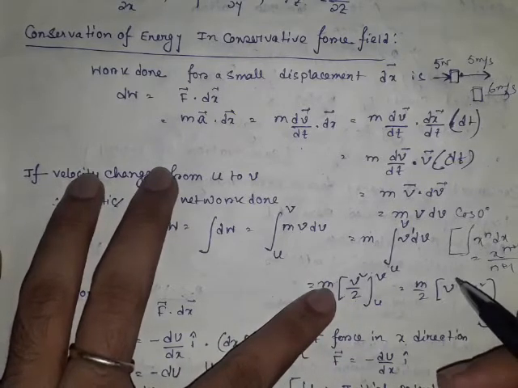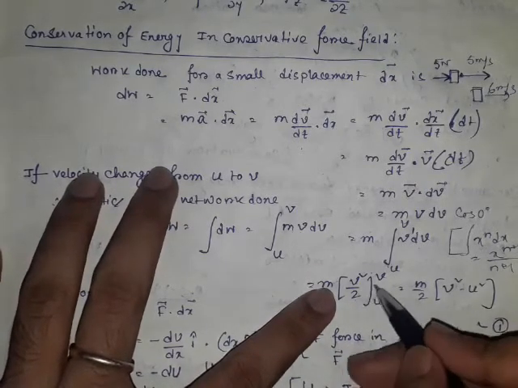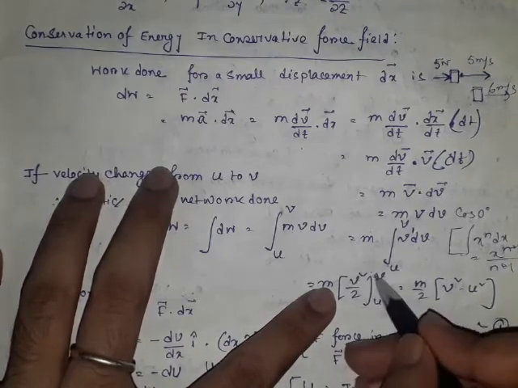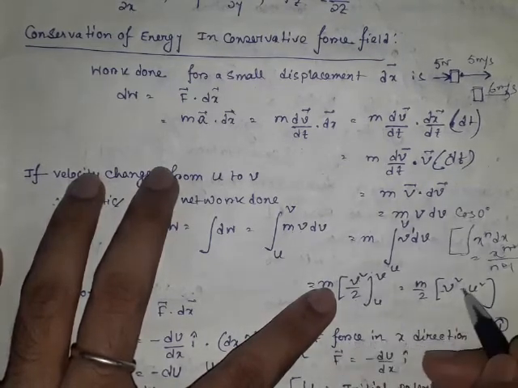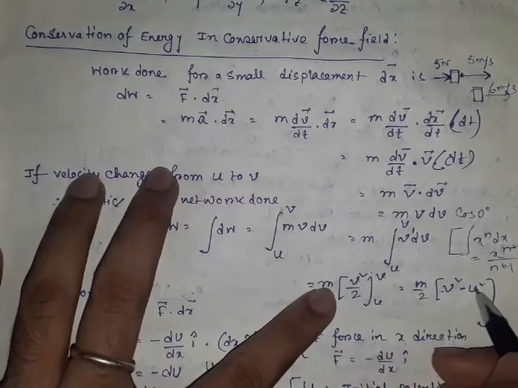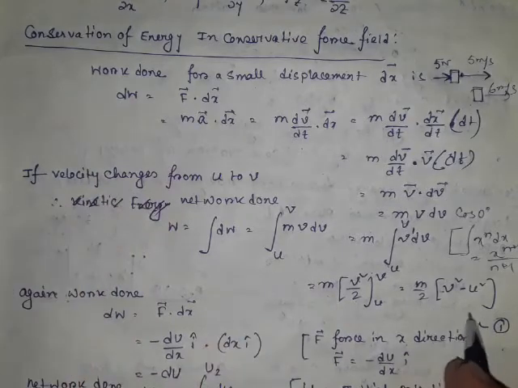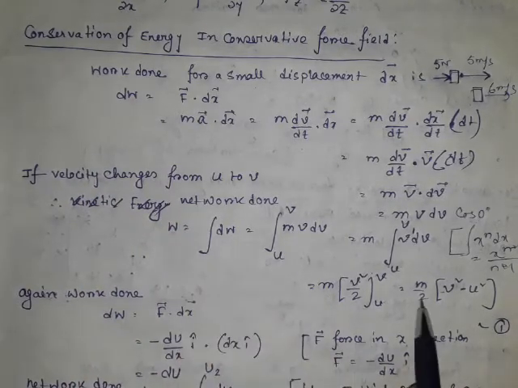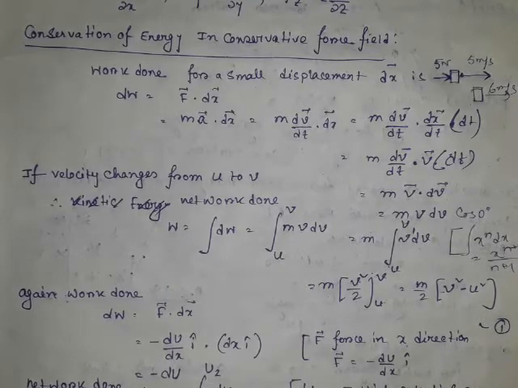Now you have to put the limit there. Put the upper limit first, you will get v square, then put a minus sign in between, and then put the lower limit here, so you will get minus u square. That will be our total work done, that is half of m v square minus half of m u square. That is the change in kinetic energy, and it is also the work energy theorem.